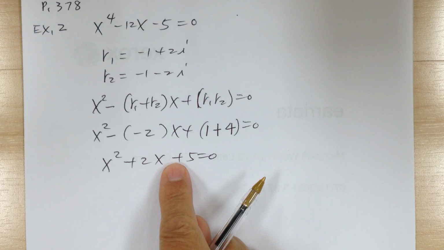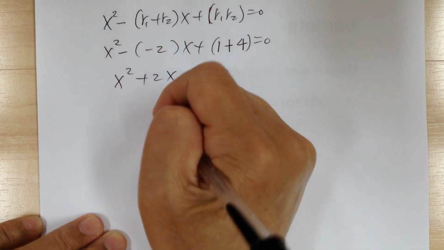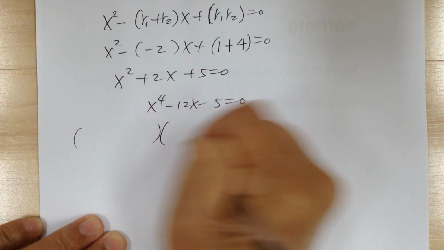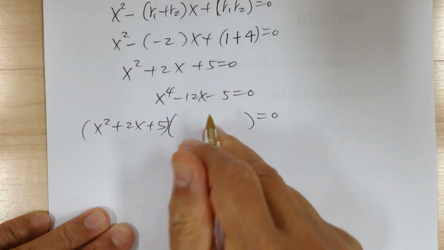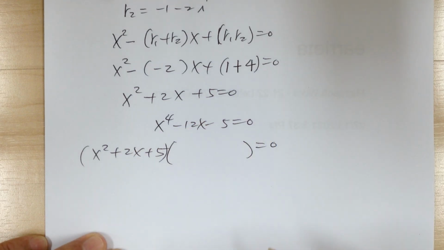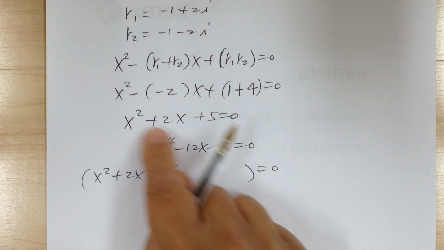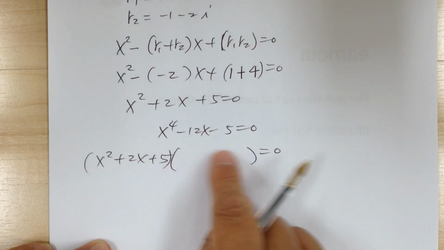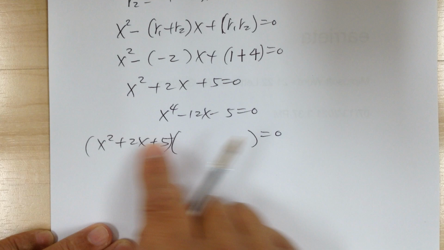So these two answers came from this part, so this is part of this. What it's saying is that x to the 4 minus 12x minus 5 equal to 0 can break into two factors. You're going to have x squared plus 2x plus 5 and something else over here. Again, we're just working backward: from these two conjugate answers you get this equation. Therefore, this can factor into two parts, and you have this part, and you have to figure out the other part. This times this will equal that.